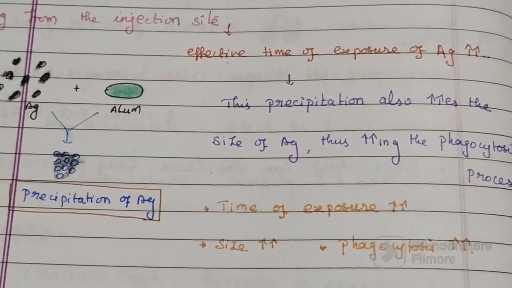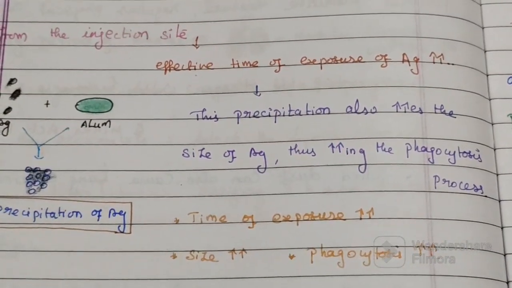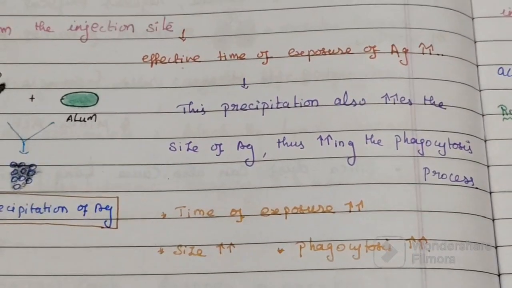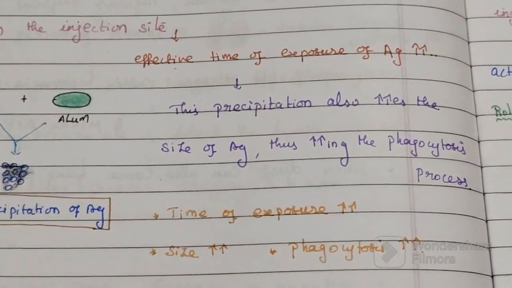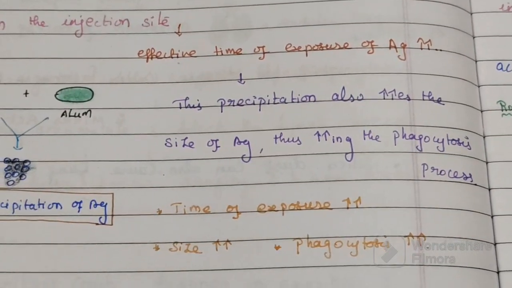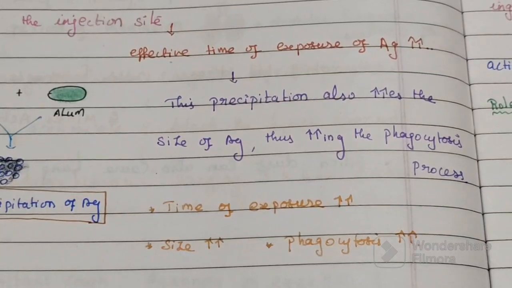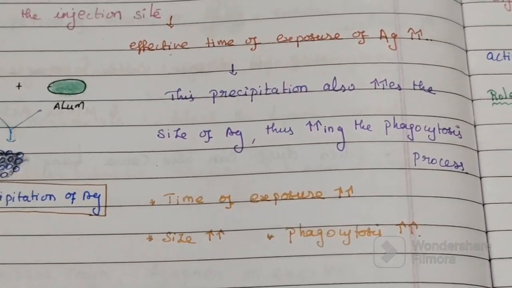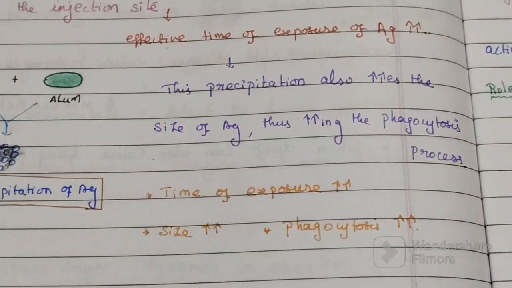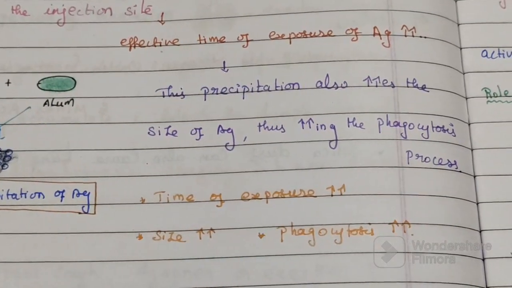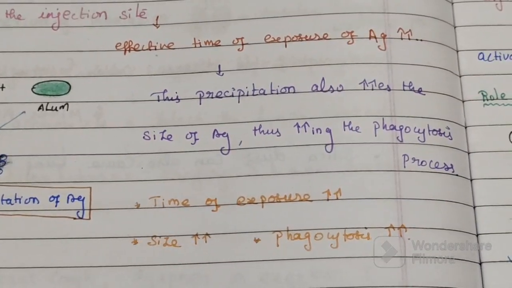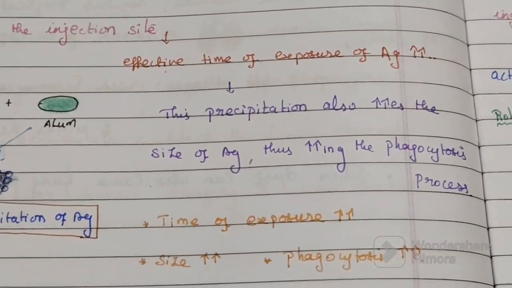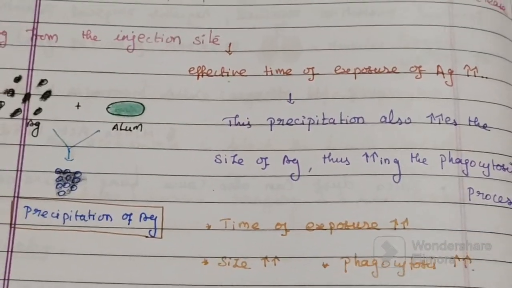Because we know if the size of the antigen is larger, phagocytosis occurs more easily. So when we apply alum along with the antigen, the time of exposure is increased because of precipitation of the antigen, the size is increased, and phagocytosis also increases.